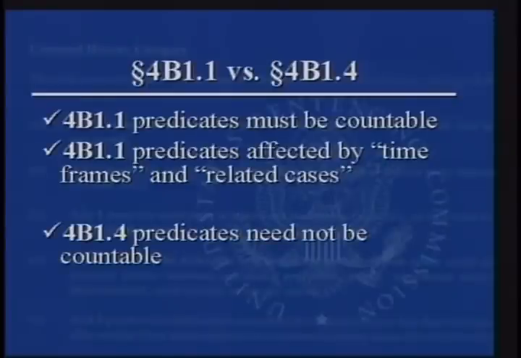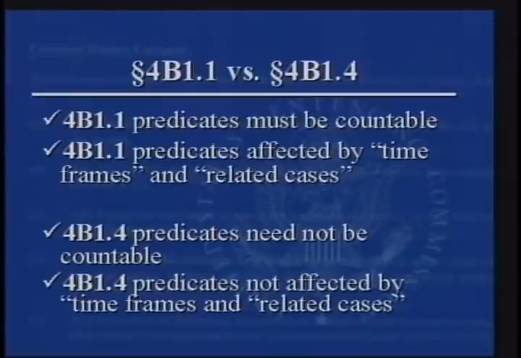Now, when we're at the Armed Career Criminal Guideline, the qualifying three prior convictions or predicates need not be countable. So they didn't necessarily need to receive points under subsections A, B, or C of 4A1.1. And again, the predicates are not affected by time frames or related cases. So they may have been outside of that 15-year time frame for the most serious conviction for the 3 points, but that's not a problem, if you will, when you're at the Armed Career Criminal Guideline.